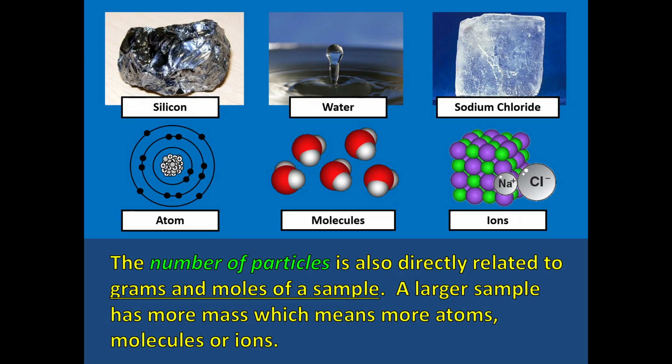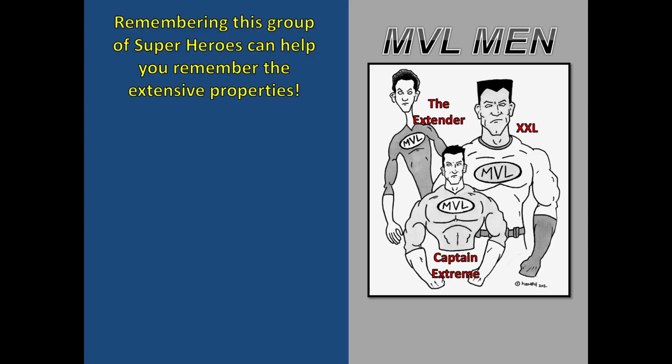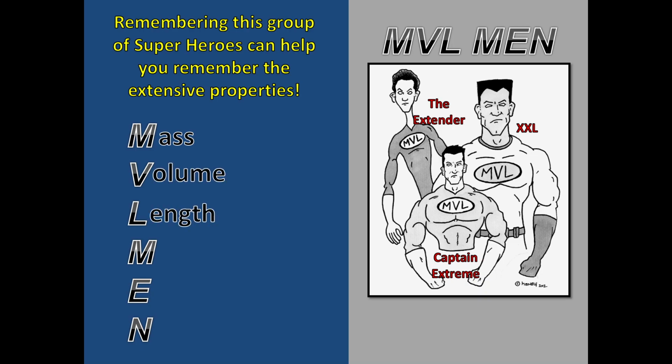The number of particles is also directly related to grams and moles. A larger sample has more mass, which means it has more atoms, molecules, or ions. There's a nice mnemonic. Do you know what a mnemonic is? A mnemonic is an abbreviation to help you remember. MVL MEN. If you remember this, these are all your extensive properties: mass, volume, length, moles, energy, and number of particles.